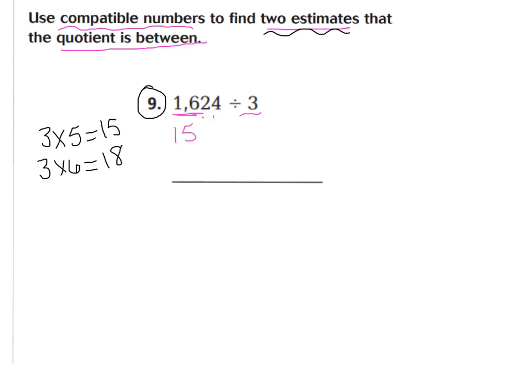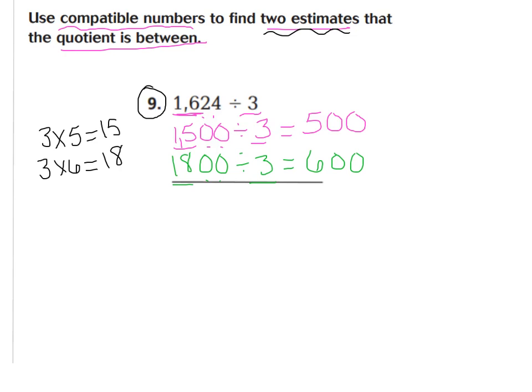15, two numbers behind it would give me 1,500 divided by 3. Well, 15 divided by 3 is 5, plus the two zeros is 500. There's one number. Now let's use our 18. So we can say 18 plus the two zeros divided by 3. 18 divided by 3 is 6 plus two zeros, 600. So there is our answer.